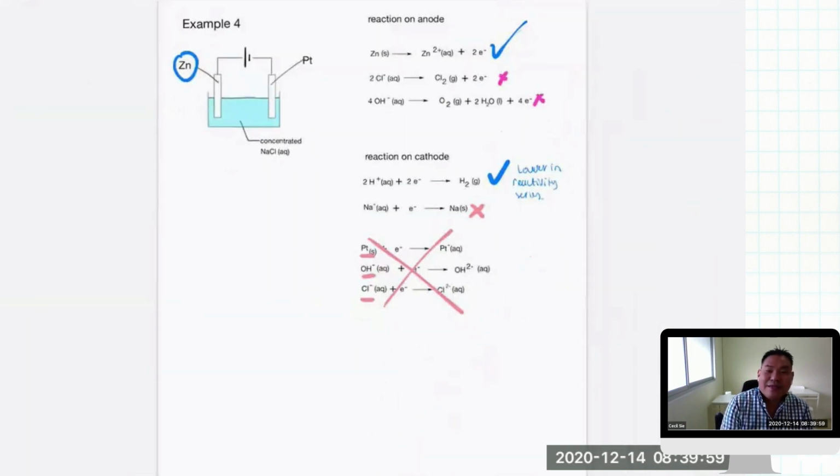So that's the second part of this video. We learned how to choose the reaction on the cathode. In the next part, we are going to learn how to combine these 2 half equations, the oxidation half equation and the reduction half equation, to produce the ionic equation, the overall reaction of the electrolysis.